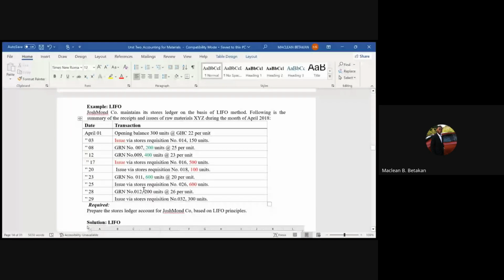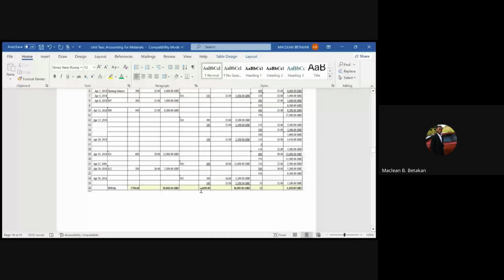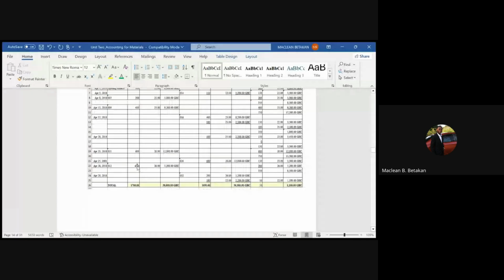We are going to receive 200 units. So next transaction, we are receiving 200 units. So we'll have no problem with that. We just come and record it, receipt column, 200 times 26, you get this. You send it to the inventory or the balance. So 200 is here, 26 cedis is here, and you have 5,200. So you add this 200 to 150, you get 350. You add the 5,200 to 3,300, you get 8,500.